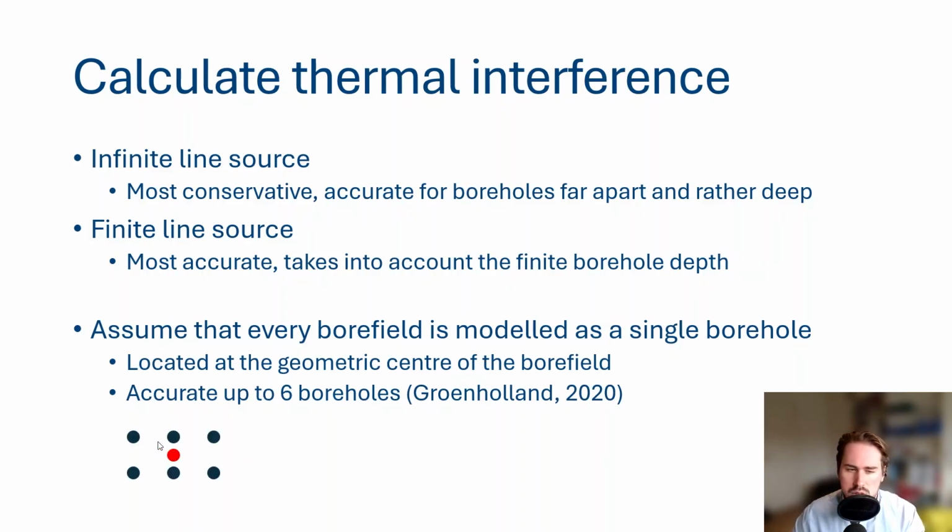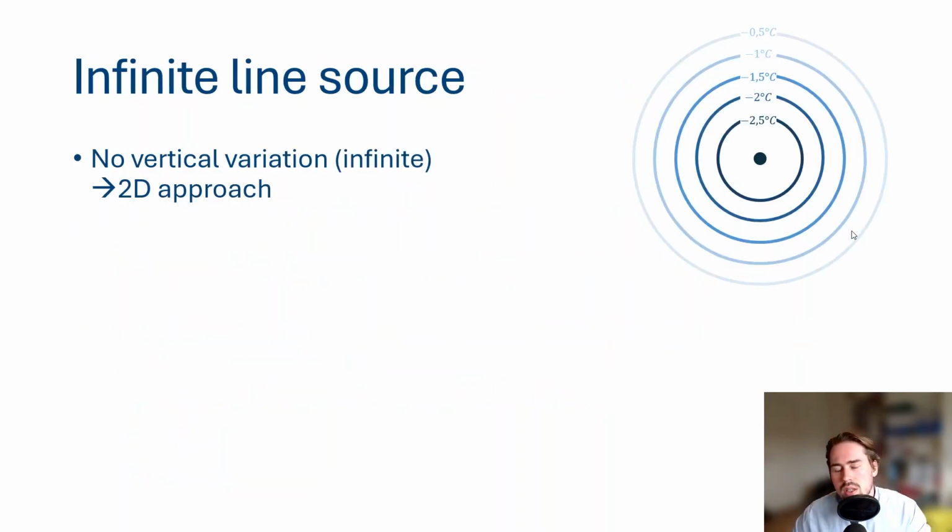So imagine you have 6 boreholes, you have an equivalent borehole in the middle here. But this you will see in GHEtool later in this video. So let's talk a little bit more about the different line sources. When you have an infinite line source, there is no vertical variation, so you can just take a cross-section and make the problem a 2D problem.